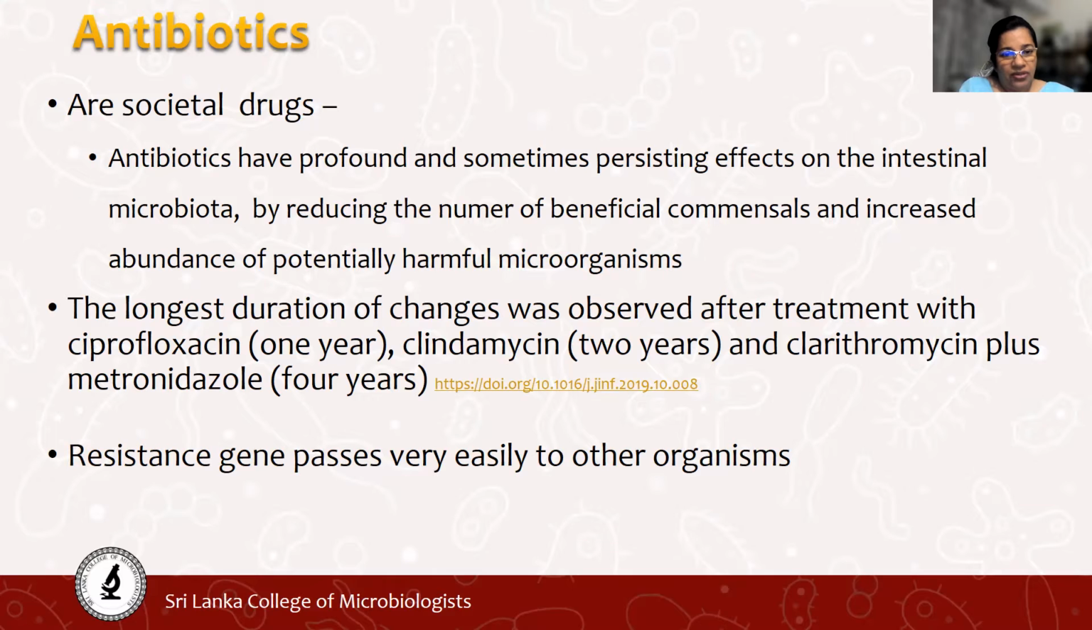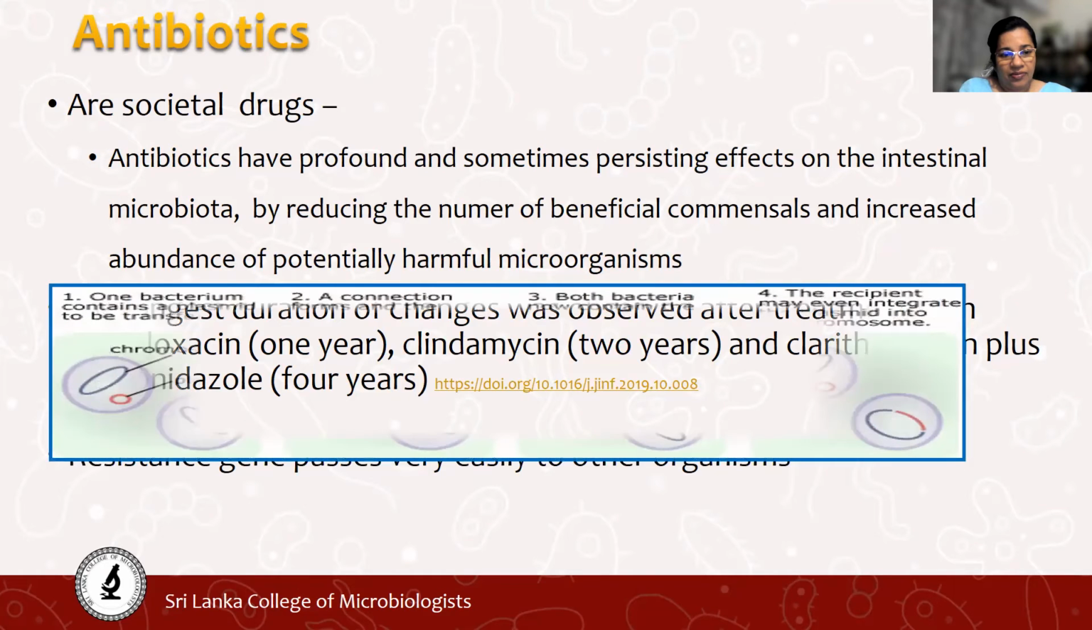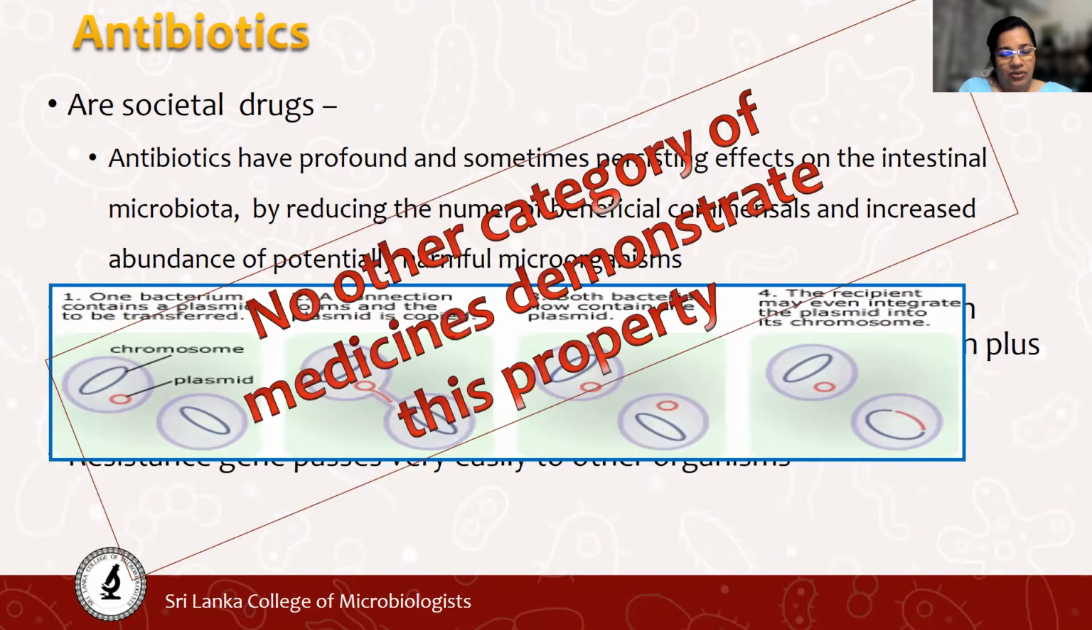The longest duration of changes observed by some studies has shown that ciprofloxacin can leave disturbance to the microbiota for 1 year, clindamycin for 2 years, and clarithromycin plus metronidazole for 4 years. And resistant genes pass very easily to other organisms also. So no other category of medicine demonstrates this property.